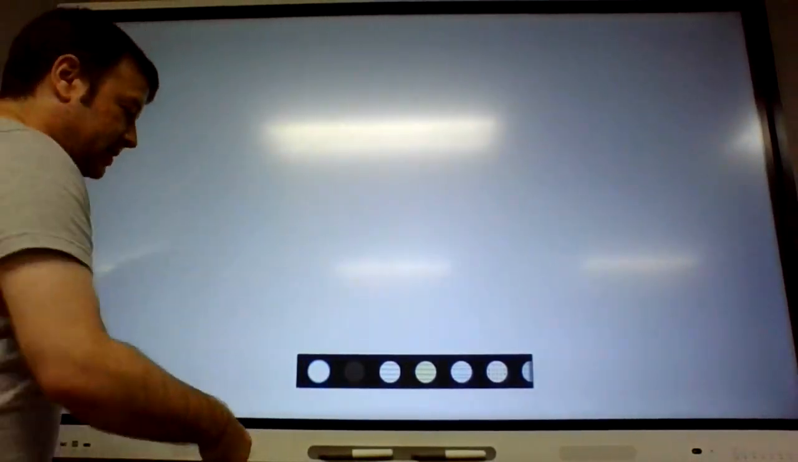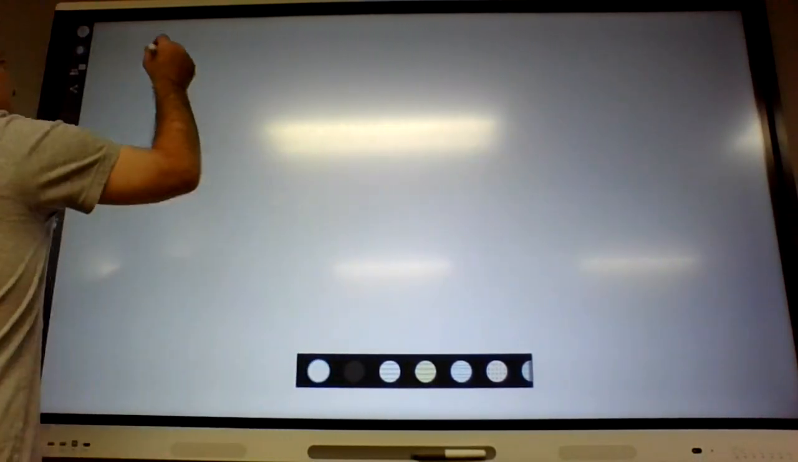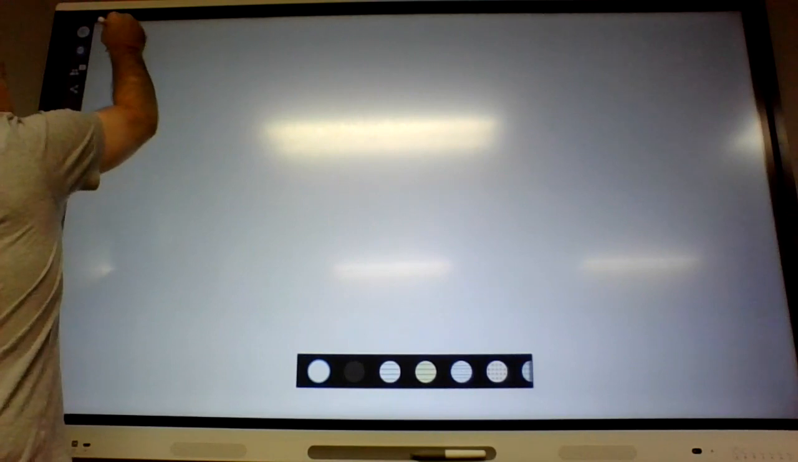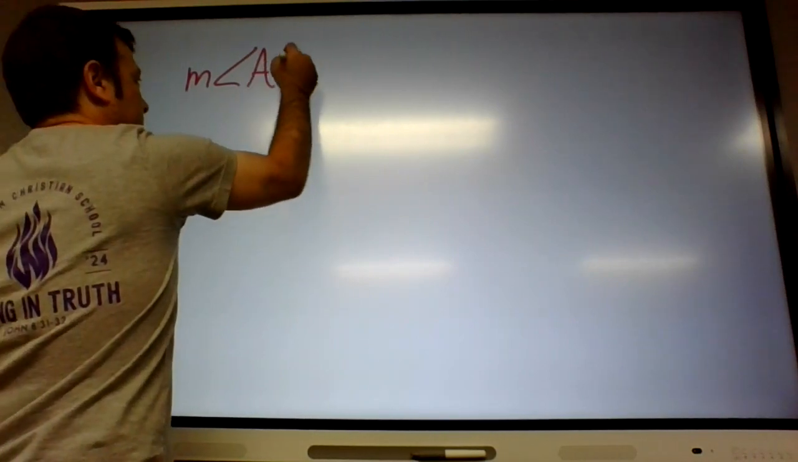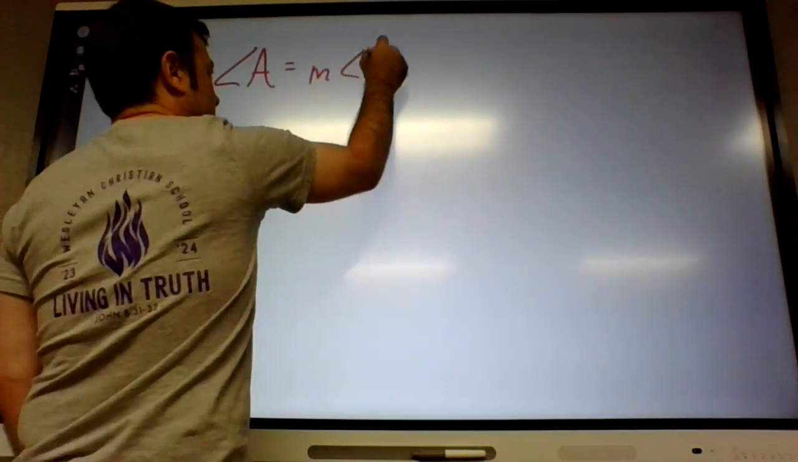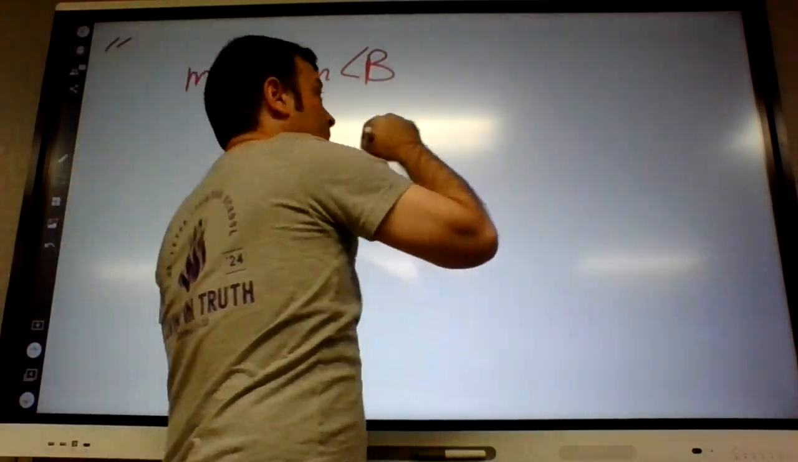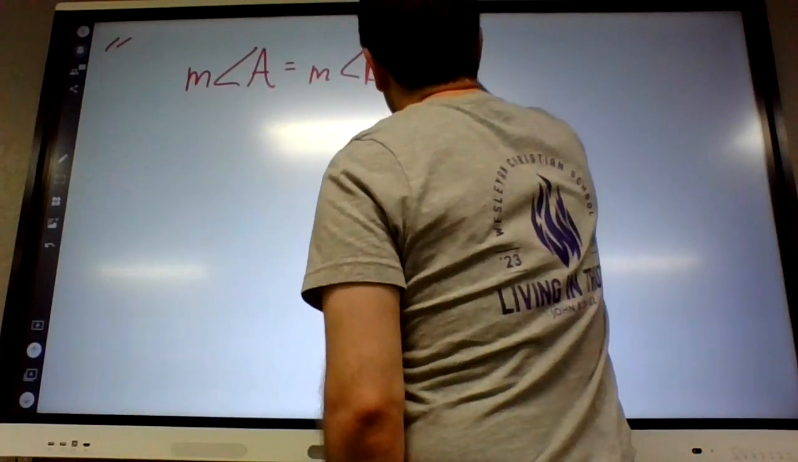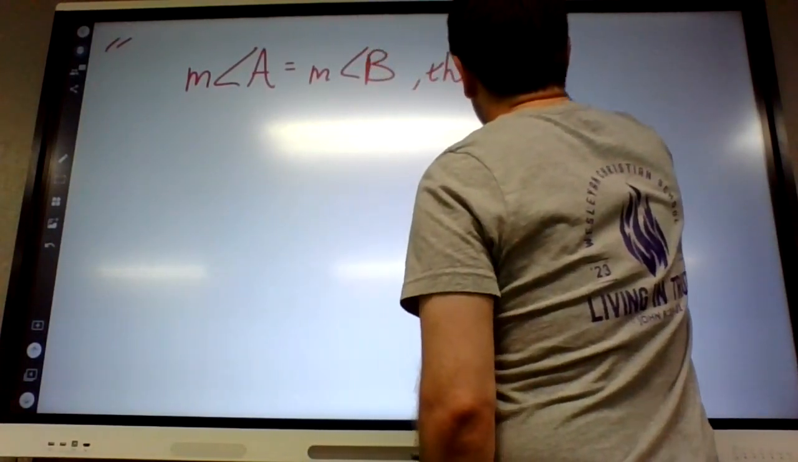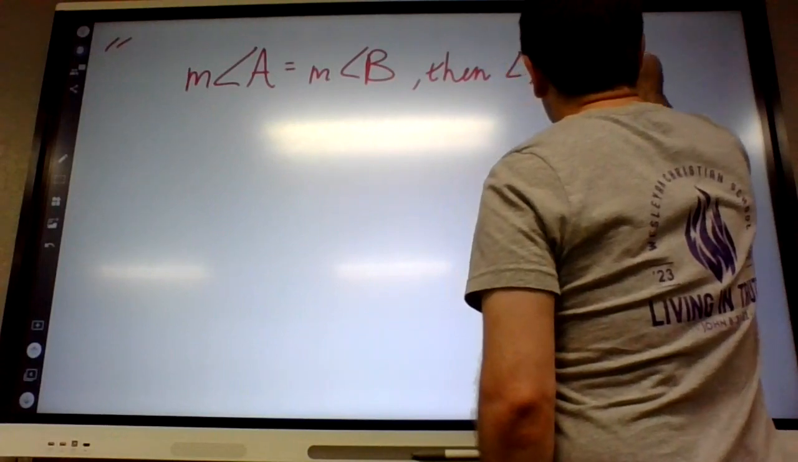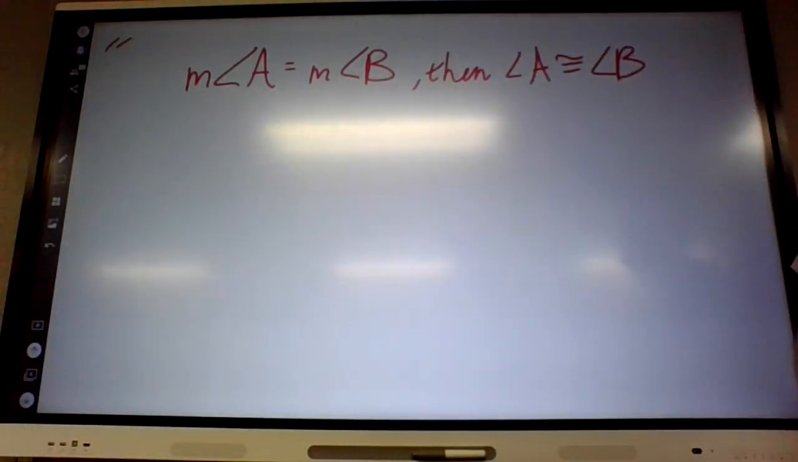Angles today, and so this is from the past, but we kind of still need to talk about it. If we have the measure of angle A equals the measure of angle B, then angle A is congruent to angle B. So this would be the definition.